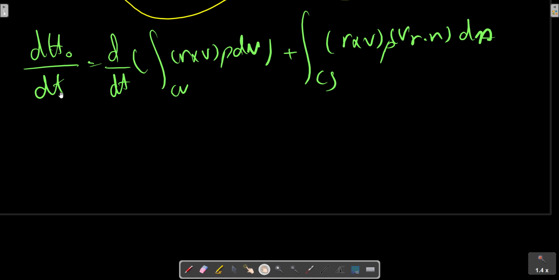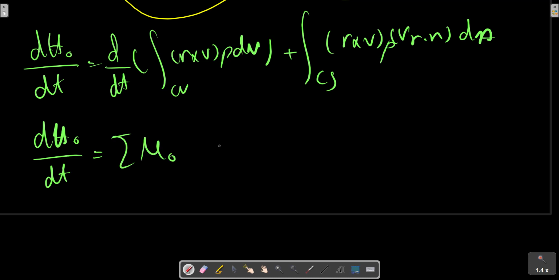We know from dynamics that the time derivative of the angular momentum equals the summation of moments about point O, which can also be r multiplied by F around point O. Note that the total momentum equals the summation of moments of the applied forces about point O.